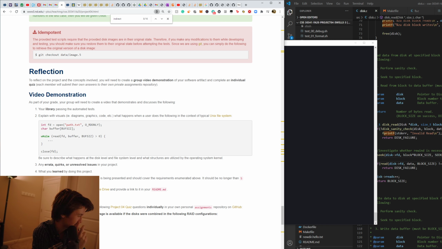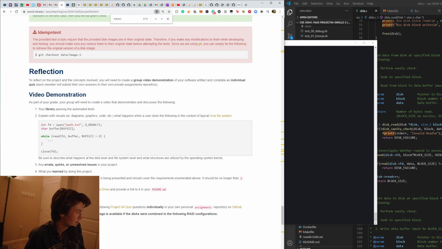The errata and quirks, I pretty much already went over this, but yeah, the writing to the disk when there's indirect blocks involved is still up in the air. It doesn't really work. And then we also have the fsremove. It's possible that when an inode block is removed from the inode table and then you try to add in other inode tables, then undefined behavior may occur, unfortunately.